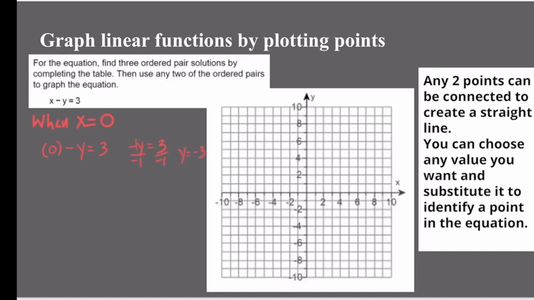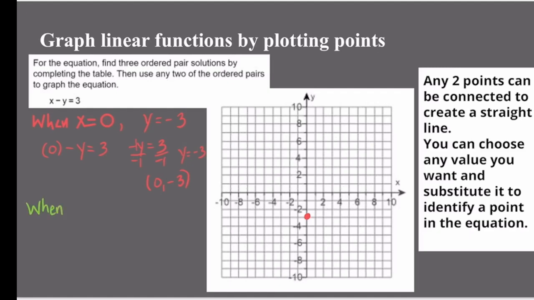So when x equals 0, y is negative 3. That is a point: 0, negative 3. And that's a point I can actually plot on my graph. Again, you can plug in any number you want. I just chose 0. You could plug in numbers for x or for y.